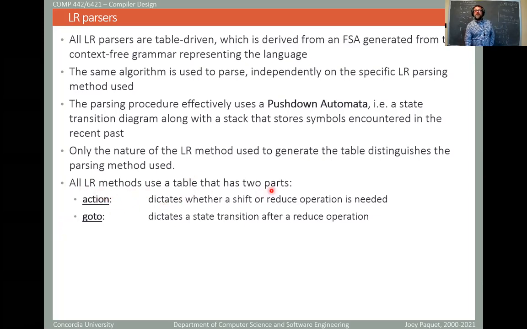So all LR methods use tables that have two parts: the action part of the table, which dictates whether a shift or reduce action is needed. Then the go-to part dictates a state transition after you have applied a reduce operation.